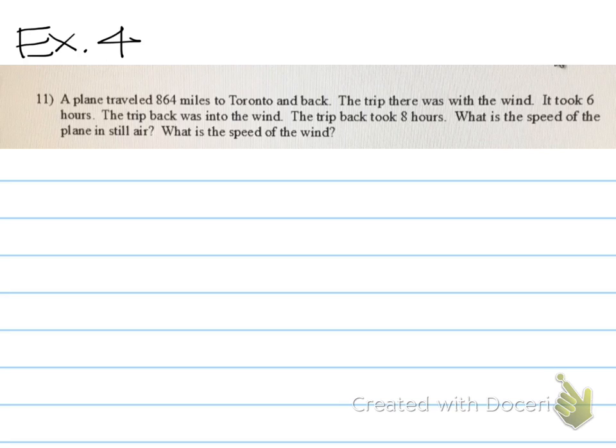Alright, now we have a plane. It says a plane traveled 864 miles to Toronto and back. The trip there was with the wind. It took 6 hours. The trip was into the wind. The trip back took 8 hours. What is the speed of the plane in still air? What's the speed of the wind?